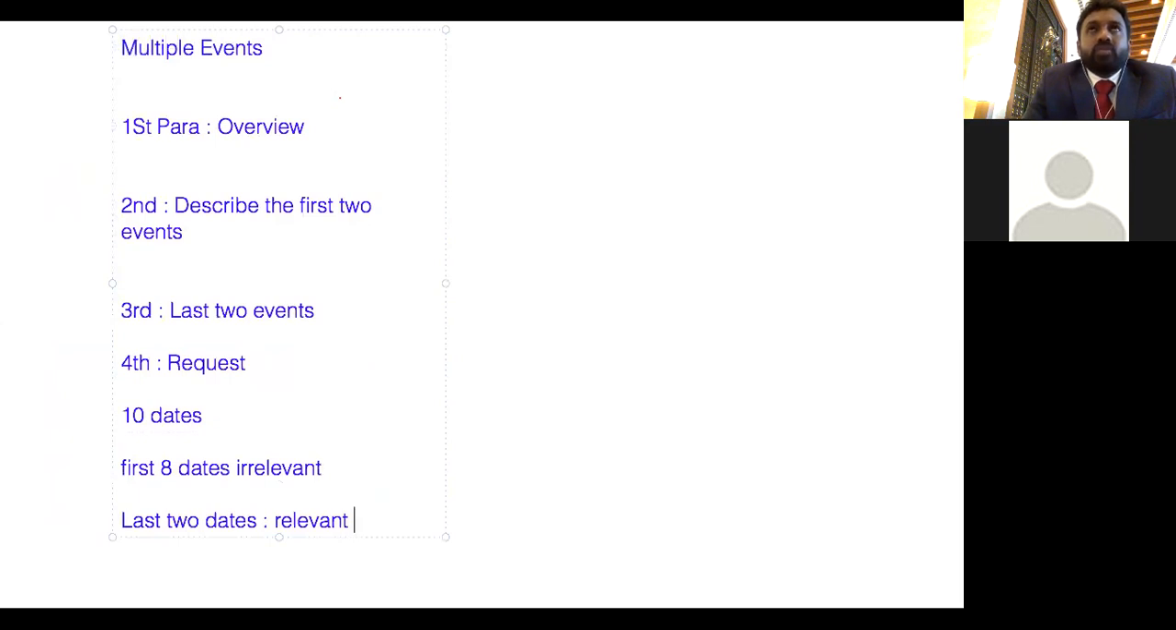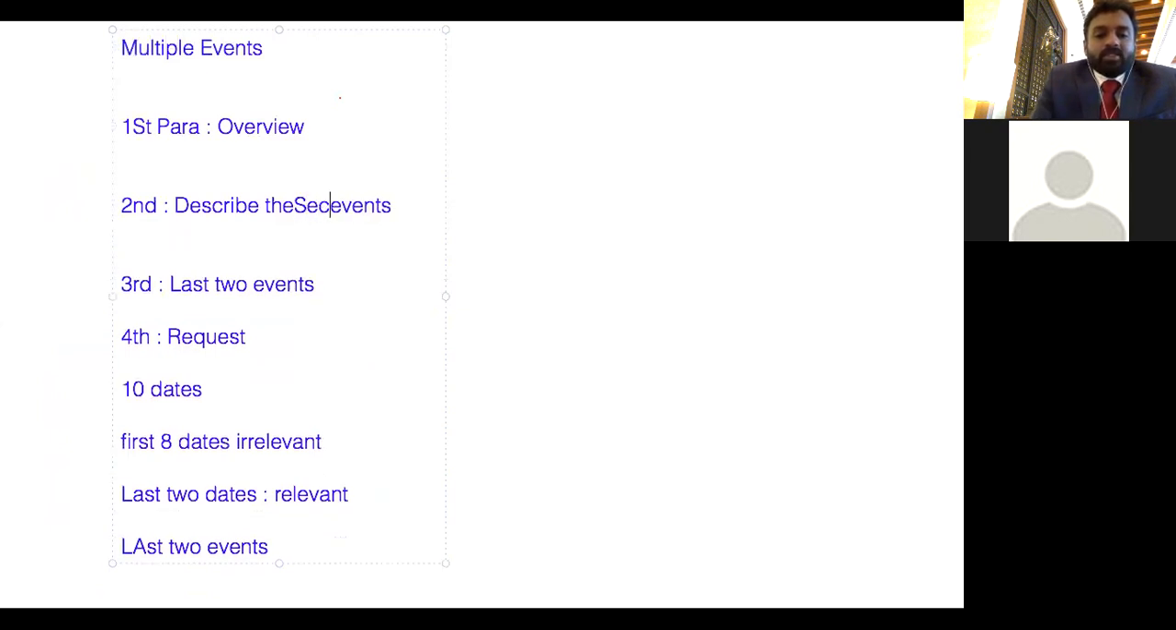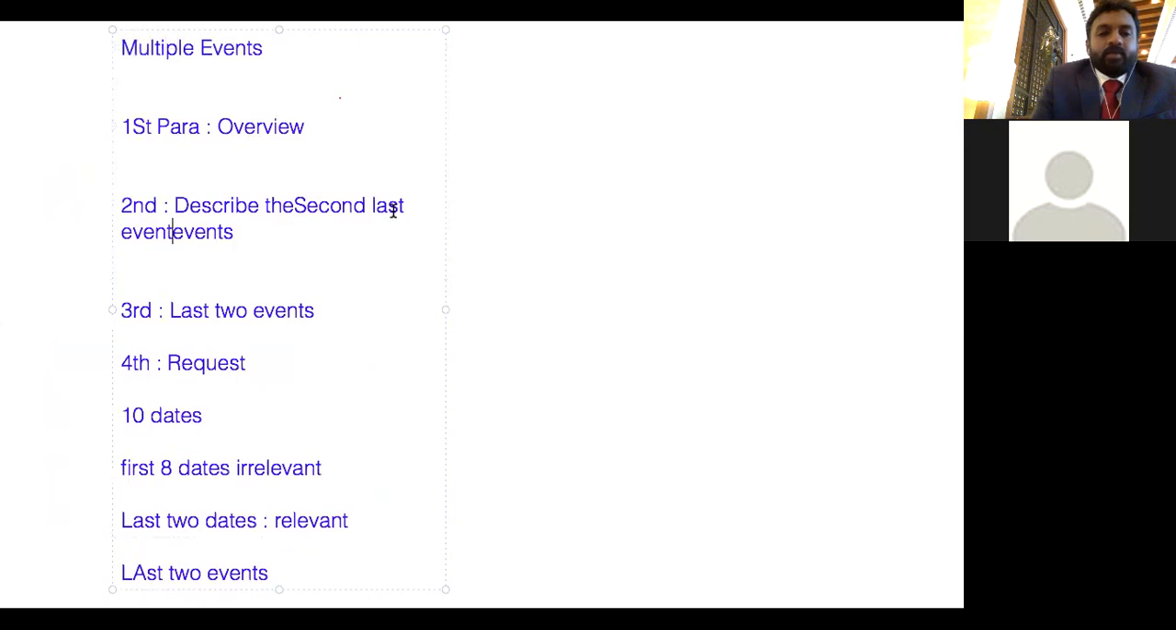And in the last 2 dates, all of a sudden, the patient came with tiredness, was suspected of type 2 diabetes, and was ordered a blood test. In the last date, the blood test has come back and she's been confirmed with the diagnosis of type 2 diabetes. So in that case, the only important dates are the last two events. So in the second paragraph, you will describe the second last event, and over here you will describe the last event.